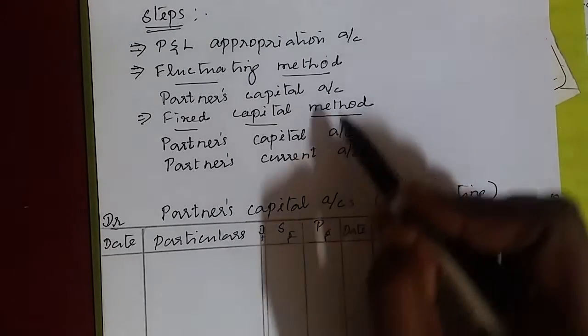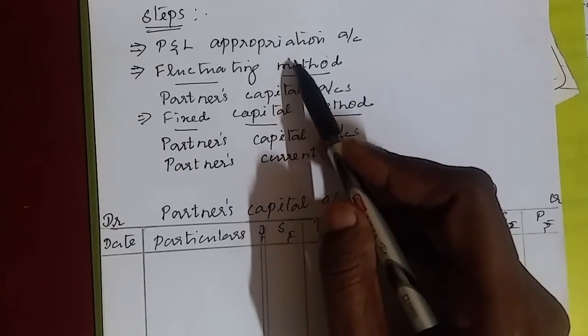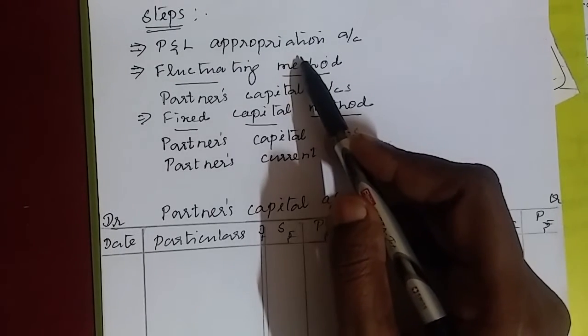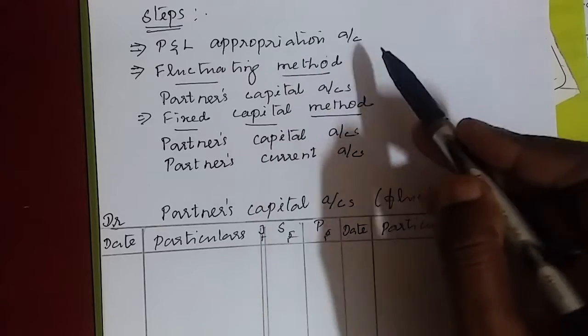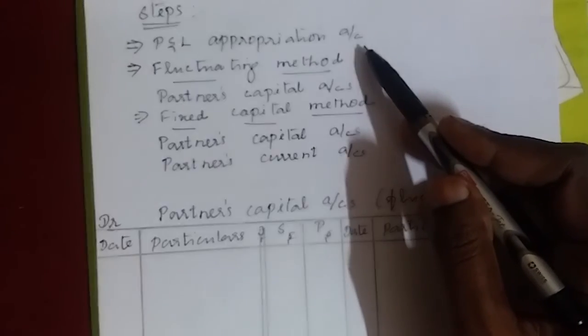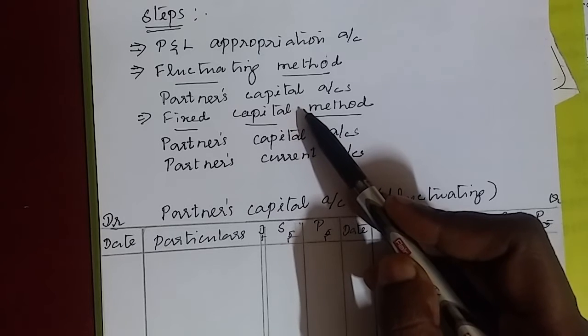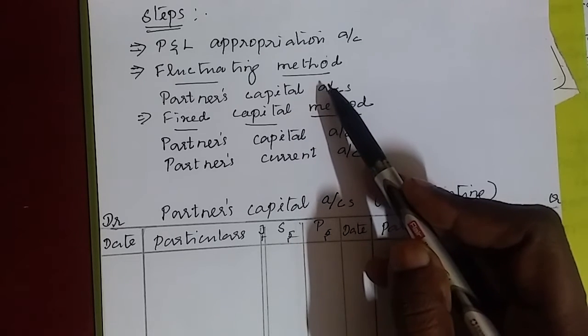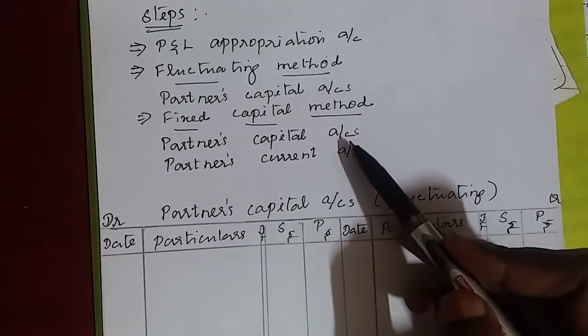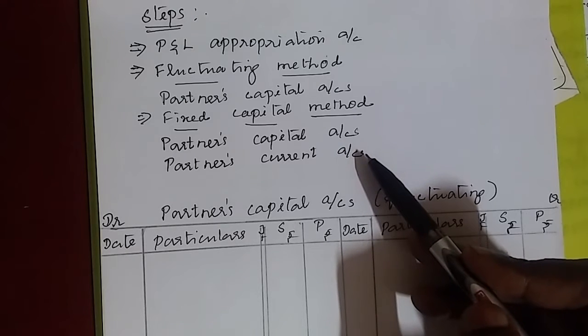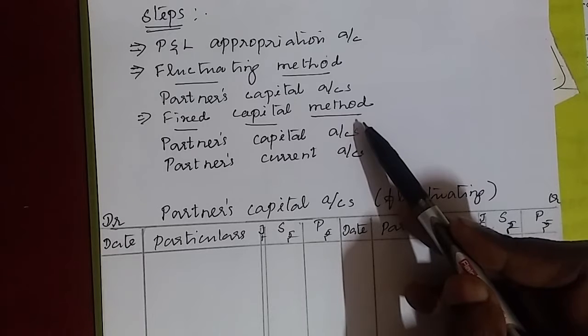Is it clear? First, the P&L appropriation account should be prepared. After preparing this P&L appropriation account, we have to prepare the partners' capital account if there is the fluctuating method, and the partners' current account and partners' capital account if there is the fixed capital method.